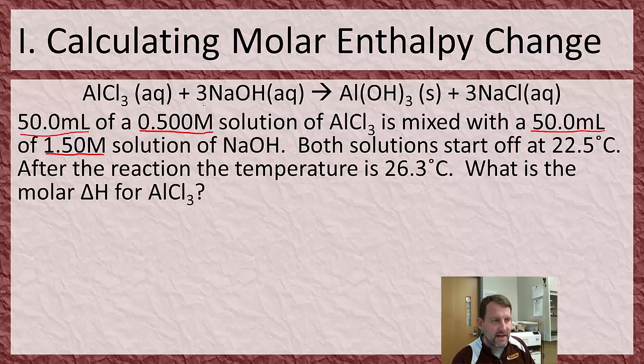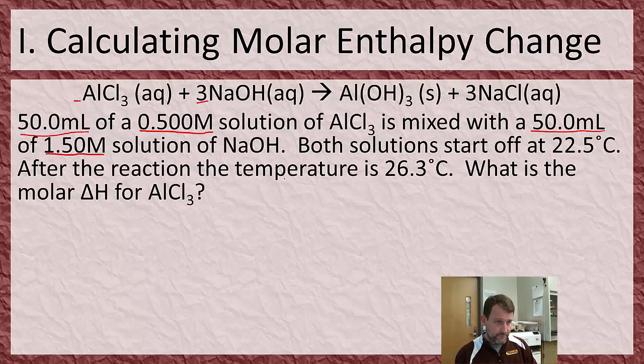And if you notice, I need 3 moles of sodium hydroxide for every 1 aluminum chloride. So that tells me right away that these two are going to run out perfectly together. They're going to be balanced out nicely. They're both the limiting reactant. So as I move forward, I can use either the 50 milliliters of the 0.5 solution or the 50 milliliters of the 1.5 molar solution. All those numbers are valid to use because they're both limiting reactants.